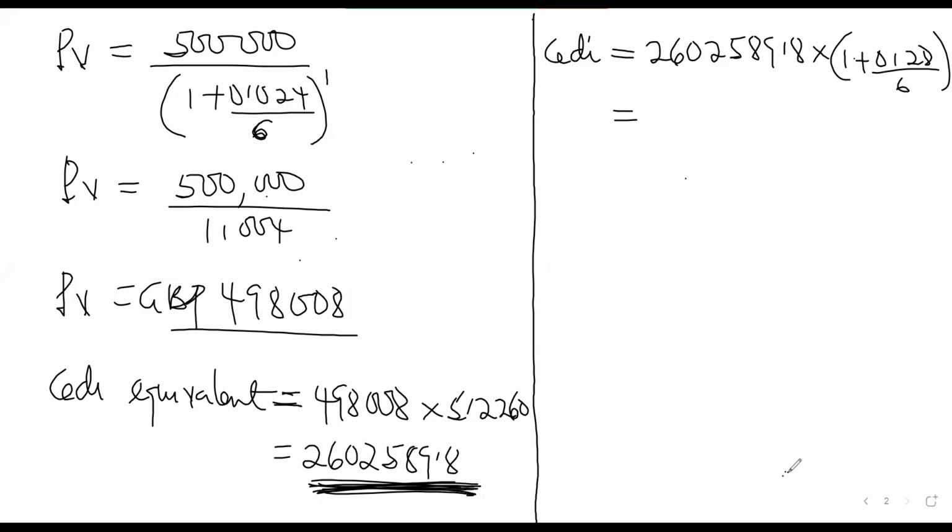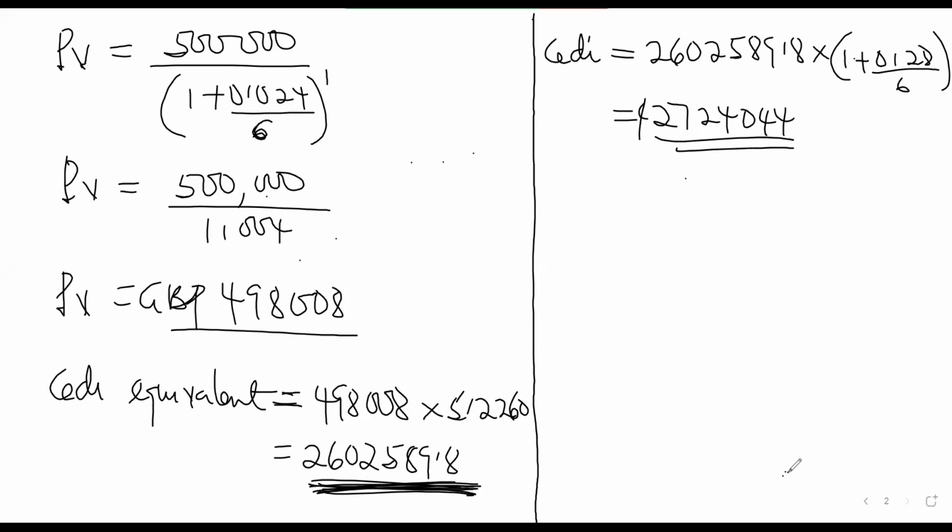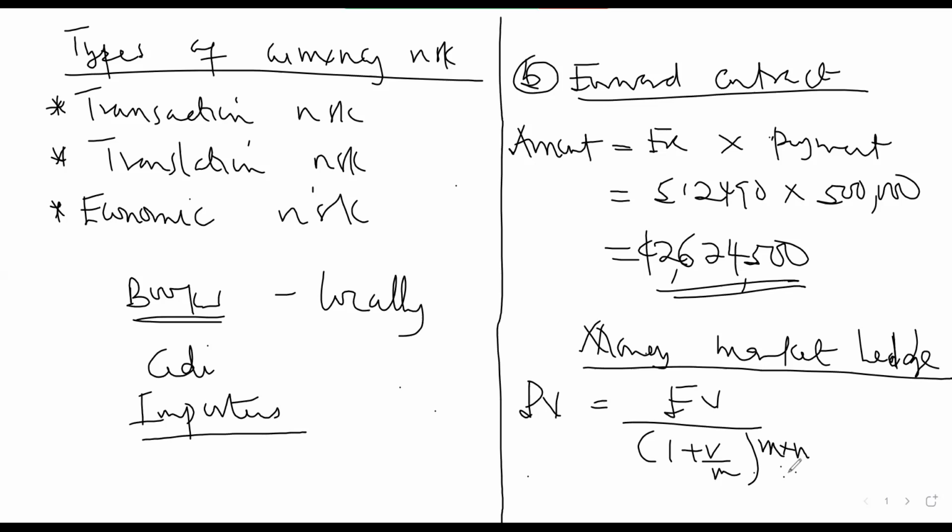All right. I got 2,724,044. Okay. So this is the total amount that the company will be paying after the 2 months under the money hedge. So you compare the two. The forward contract, they will be paying 2,624,500. But under this one, they will be paying 2,724,044. So you now advise them which of them they should go for. So based on this one, which of them they should go for?